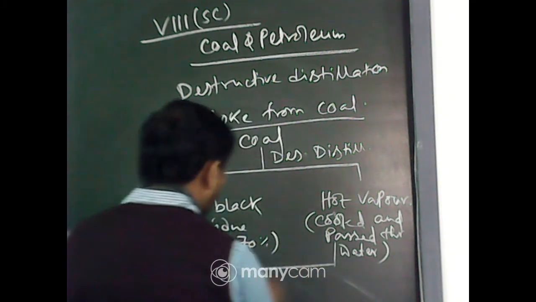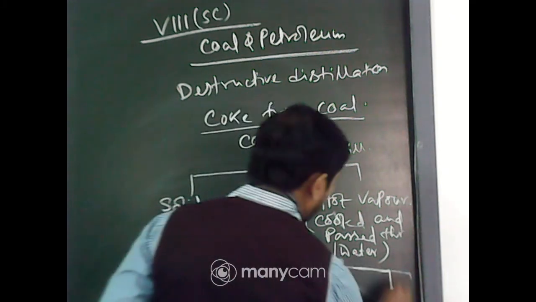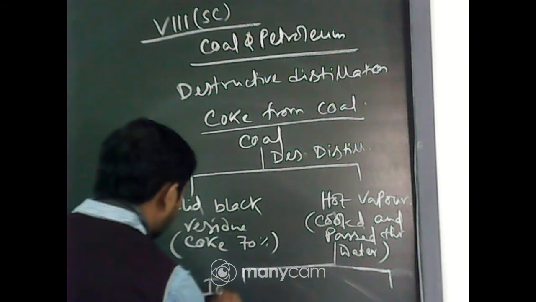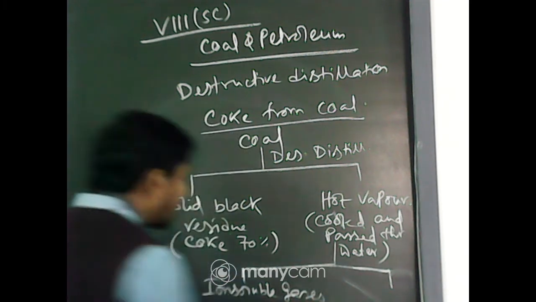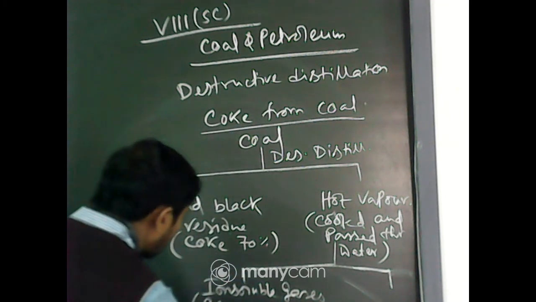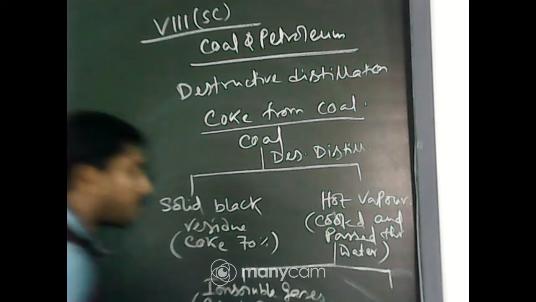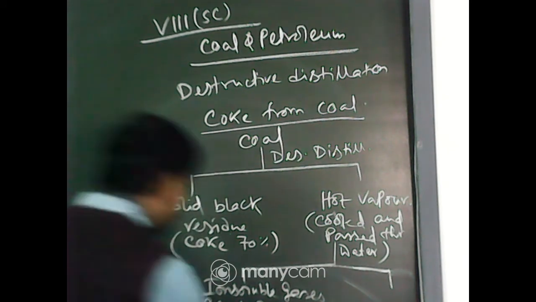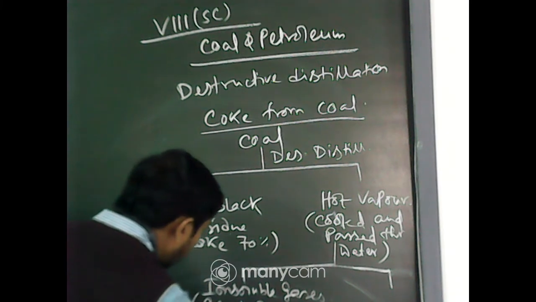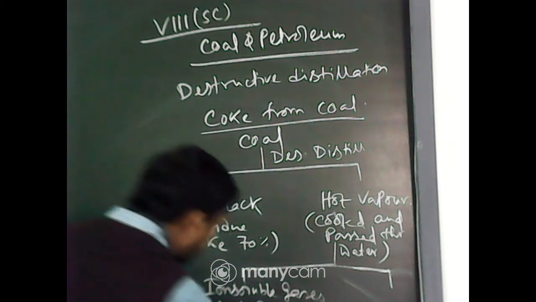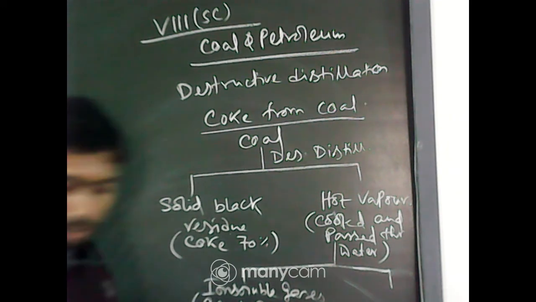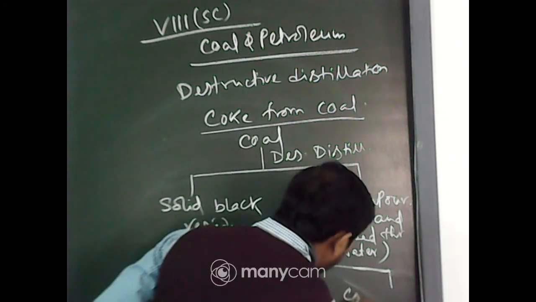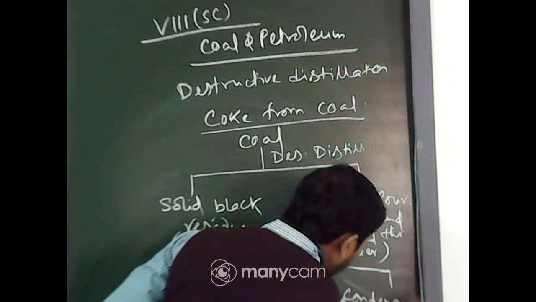One is insoluble gases, this is also called coal gas. What does it contain? It basically contains hydrogen, methane, nitrogen. And the other one that is formed is a condensed liquid.